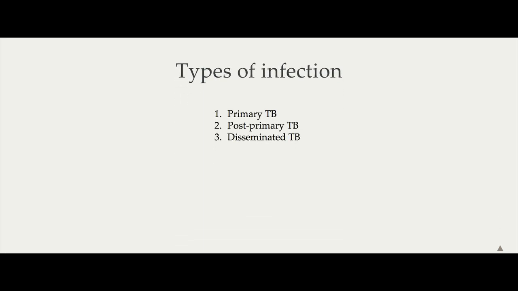There are three different types of infection, which I'm just going to talk about very briefly. There's primary TB, post-primary TB, and disseminated TB. Primary TB is the first infection with TB and tends to occur in those without immunity. It is usually subpleural, and a small lung lesion known as a Ghon focus may be seen in the mid and upper zones within about 4 weeks of infection. Hilar lymphadenopathy is often also present.